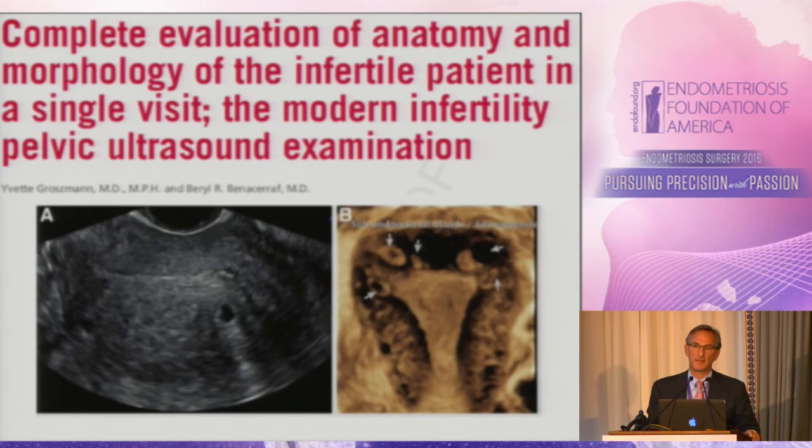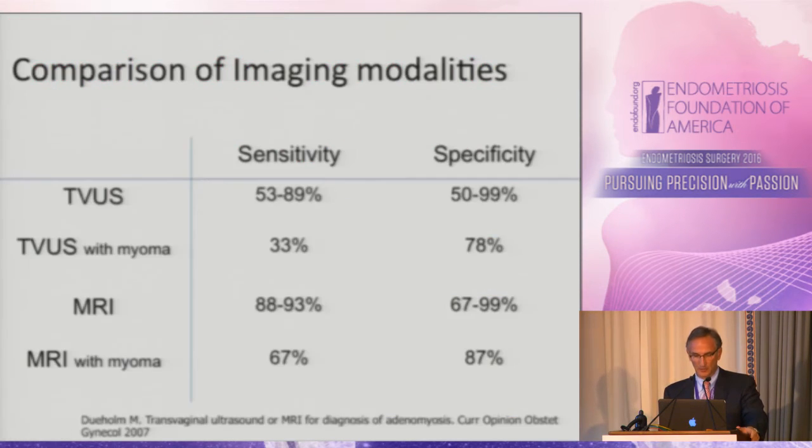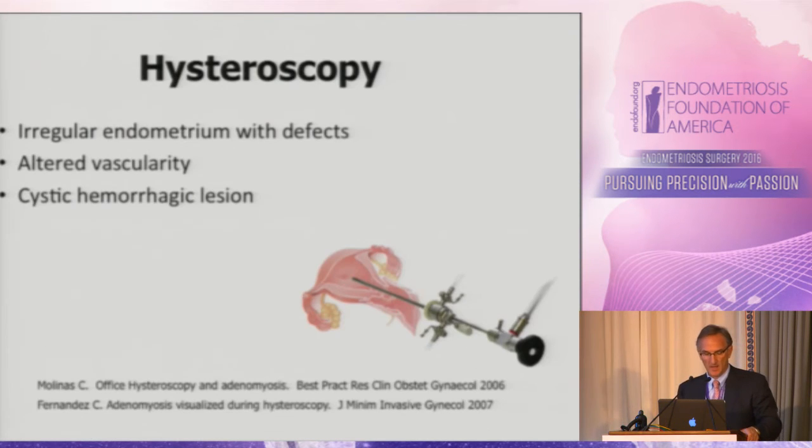And in a paper that's currently in press, the author is Beryl Benasraf and her group, she's suggesting that a patient come in and get a thorough ultrasound for any infertility evaluation. What she's looking for, if you could see on this 3D exam, as well as on this 2D, you'll see these cysts within the myometrium. This is a patient with infertility that has classic adenomyosis by ultrasound criteria. So it is just as good, and maybe even better, than the MRI.